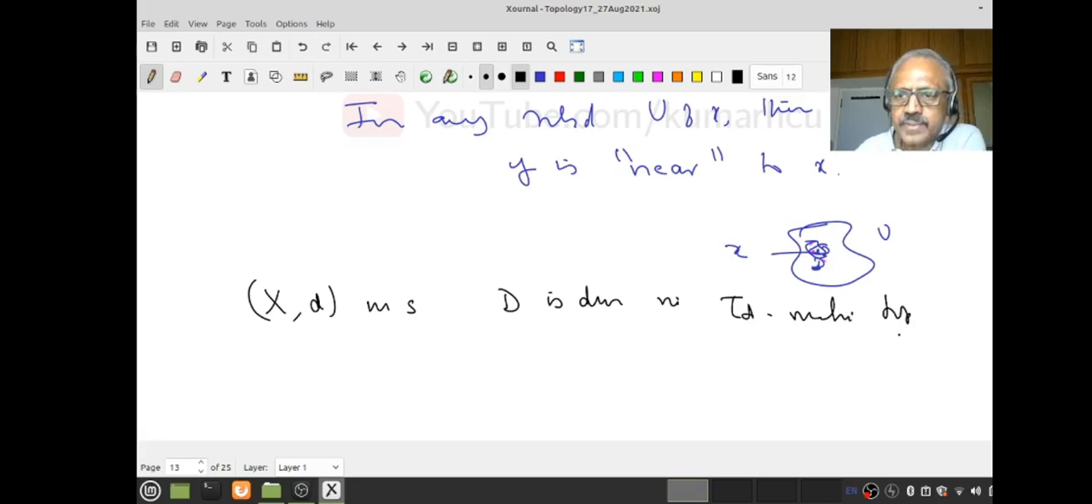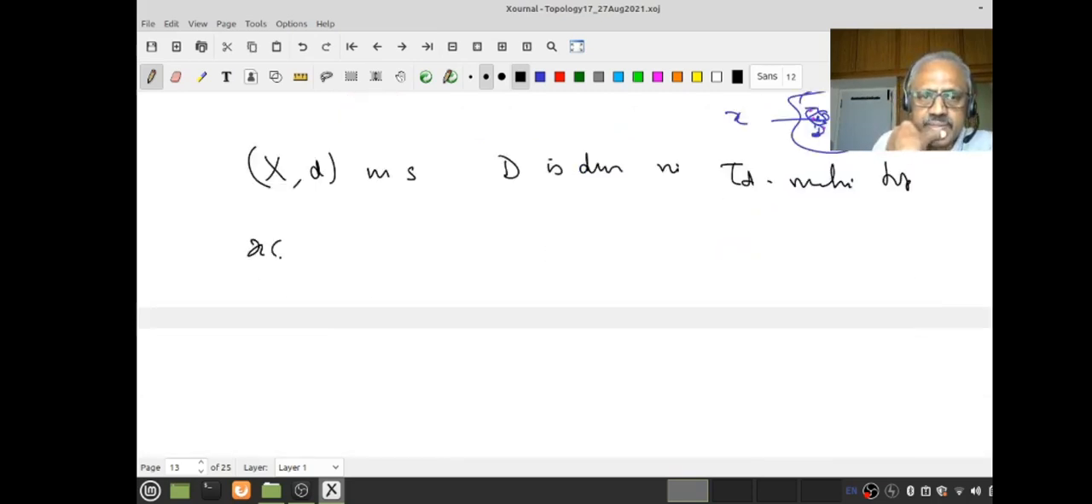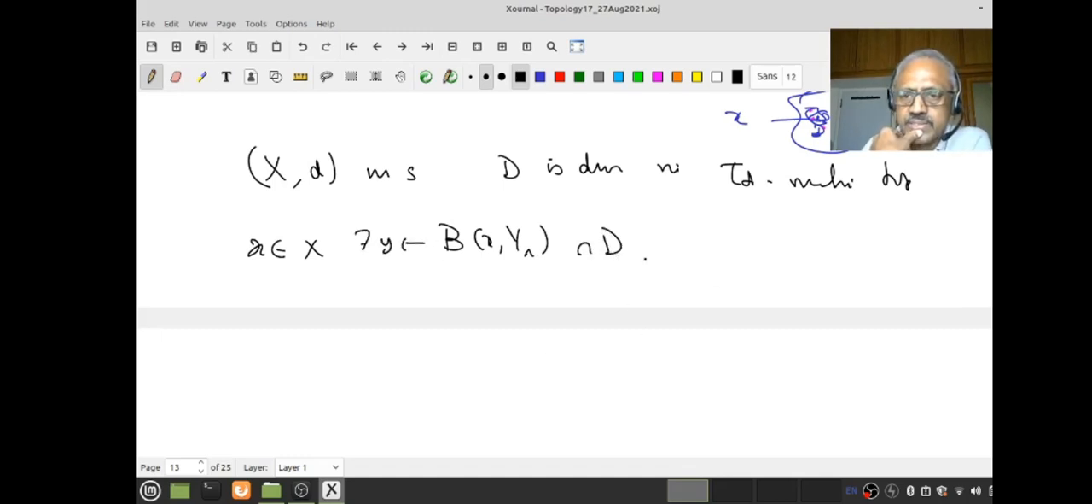So what does that mean? That means you give me any x in capital X. Let us look at B(x, 1/n). This is an open set, a non-empty open set. Therefore it should intersect D. That means there is a y here. Therefore what does it say?